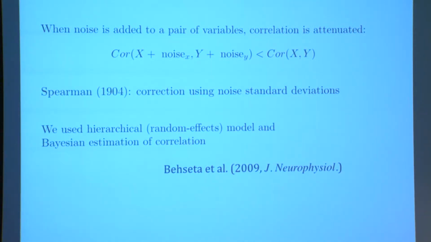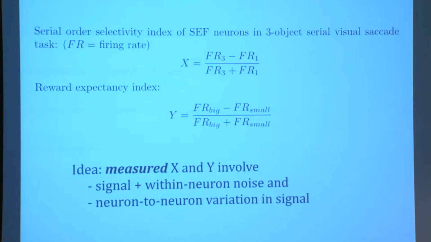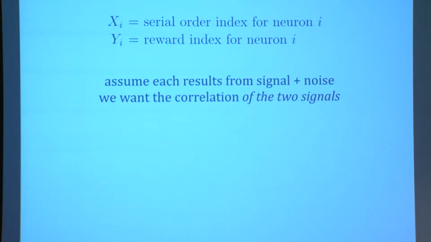We started from scratch and did something really simple. I'm not going to show the details, but we just used a random effects model, also called hierarchical Bayesian estimation. The idea is that the measured X and Y involve signal and within-neuron noise. And then there's also neuron-to-neuron variation in the signal, and that's really what we want to capture with the correlation. So just to be a little more specific, we assume each of these two measurements for a given neuron results from signal and noise, and we want the correlation of the signals, not the noise.